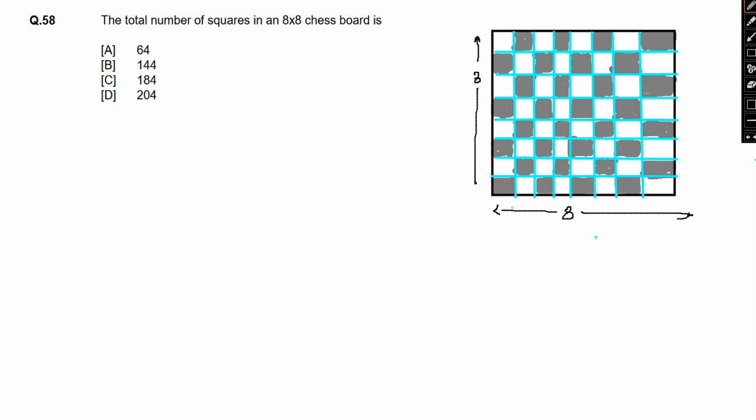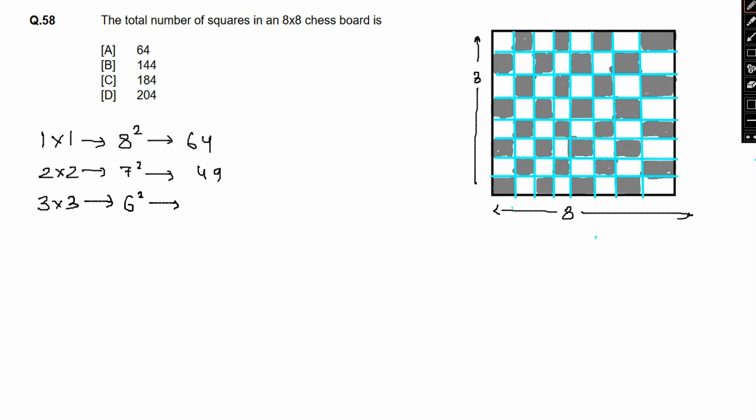So in a chessboard we know there are 1 into 1 squares, each dimension 1, total 64, that is 8 into 8 number. Okay, 64. If we go 2 into 2 squares, then this will be 7 square or 49. Okay, 3 into 3 squares, if we talk about the same, this would be 6 square or 36. 4 into 4 squares would be 5 square or 25 such squares.